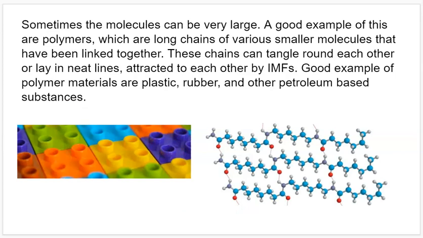And sometimes molecular solids can have molecules that are really large. A good example of this are what we know as polymers, which are long chains of various smaller molecules that have been linked together. So if you imagine, we had one unit that is now repeating in a chain, and they can arrange themselves in sheets or they can tangle around themselves. Different arrangements of polymers result in different physical properties for the macro scale of the material. Good examples of these are plastic and rubber, and a lot of other things that are made from petroleum or natural oils dug from the ground.